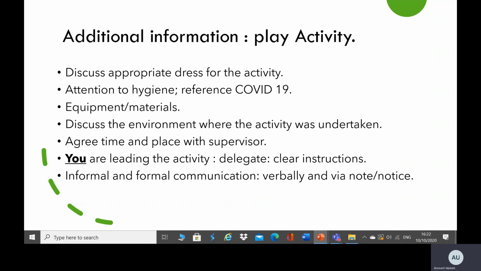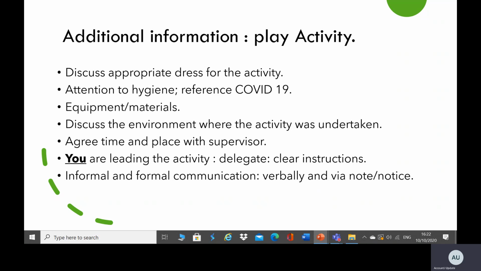Now, you must remember, you are leading the activity. You delegate, which means you ask your co-workers to help. You give clear instructions. And then there is informal and formal communication. Informal is when you're just having a chat and you're telling them, I'm thinking about doing this on Wednesday. Is that okay with you?